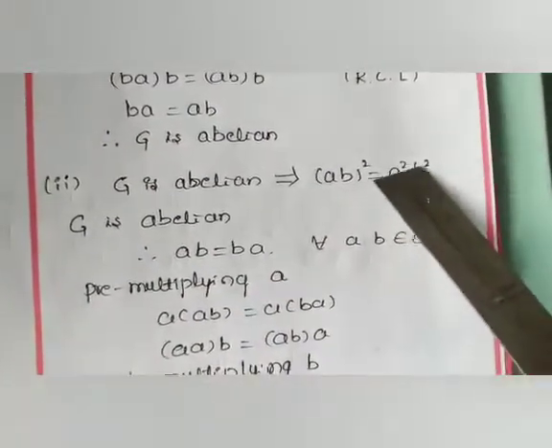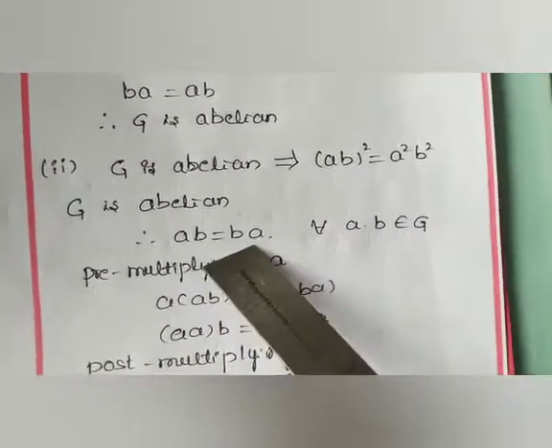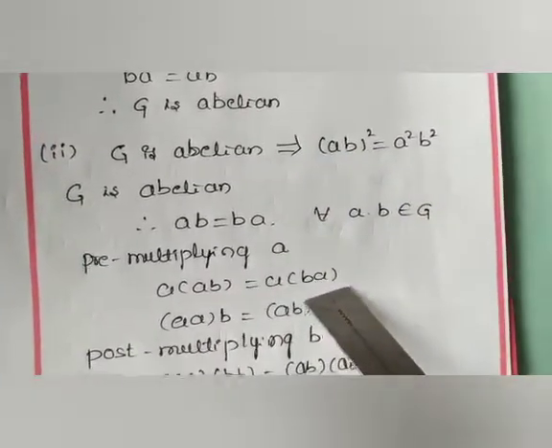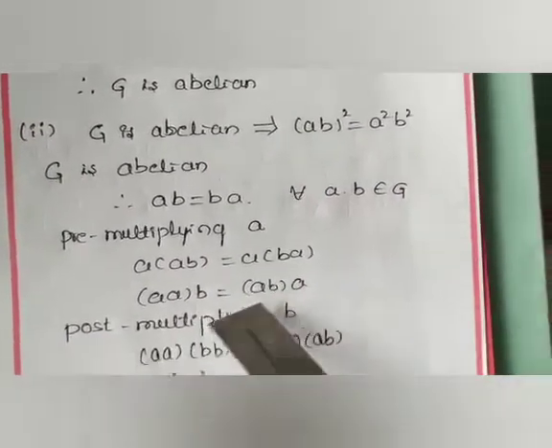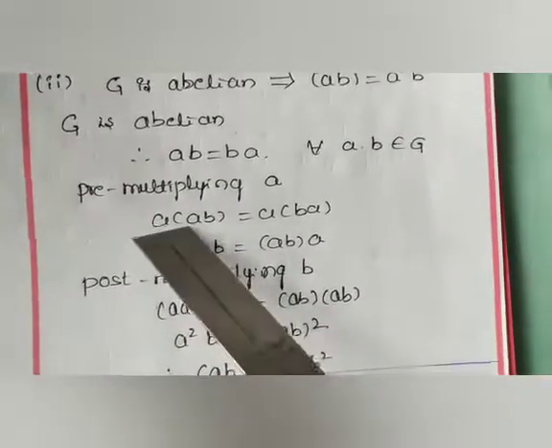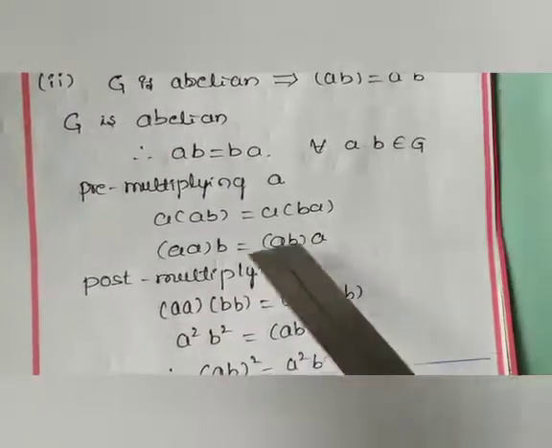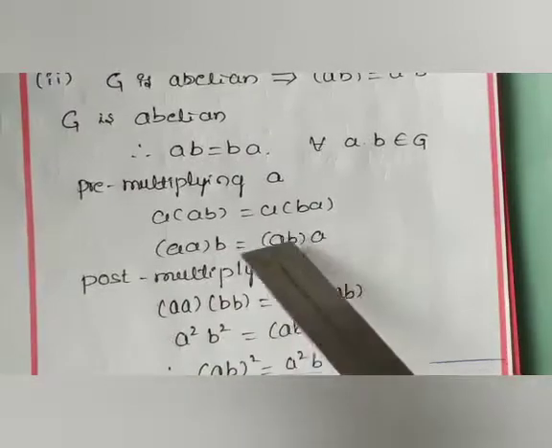Now take the reverse step: consider G is Abelian and prove that (ab) whole square equal to a square into b square. G is Abelian. Therefore ab equal to ba for every a, b belonging to G. Pre-multiplying by a on both sides, we get a into ab equal to a into ba. Post-multiplying by b on both sides, a into a already there, multiplying b, we get a into b equal to ab into b.